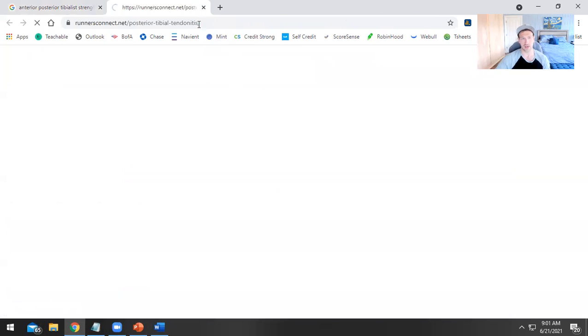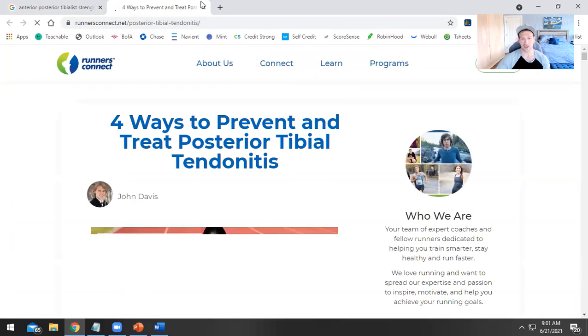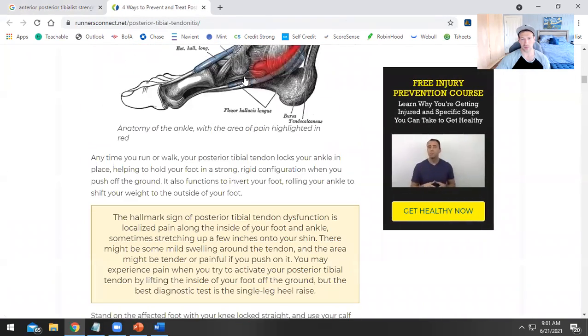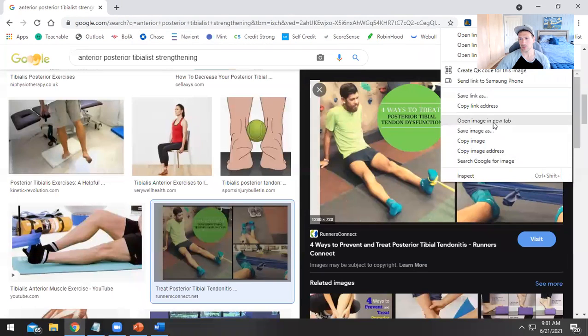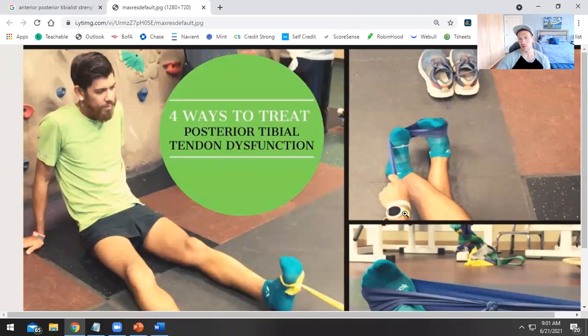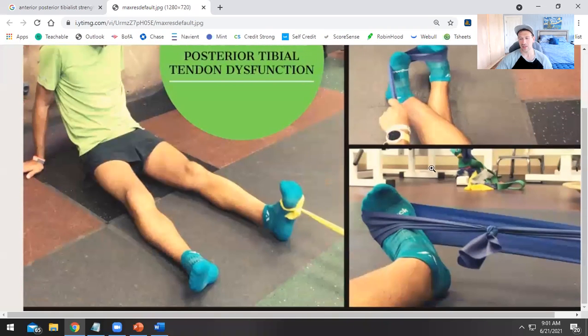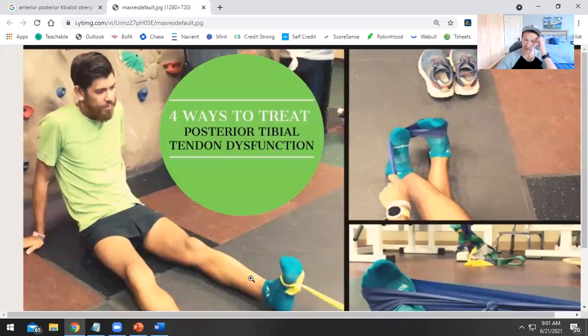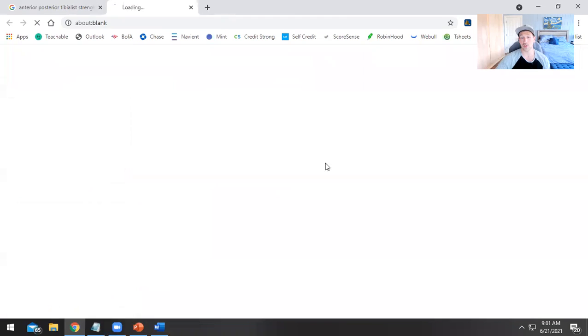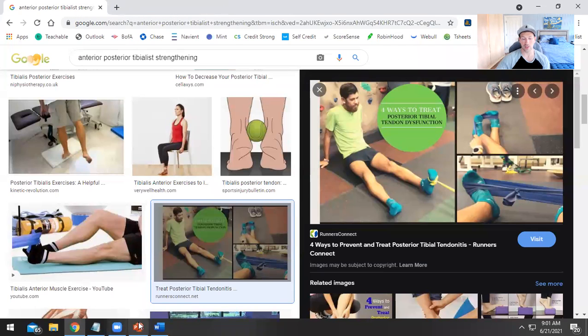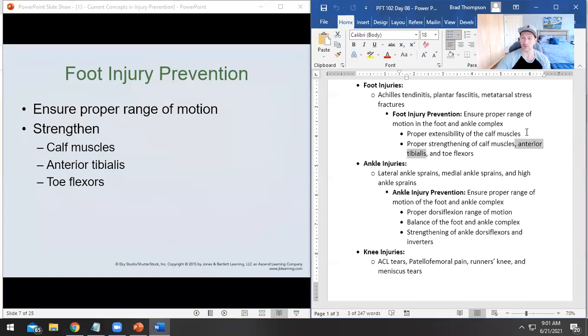And here's the version of how you can do it by yourself. If you've got one of those bands, you wrap it around this way. Now you have the ability to invert and pull your toe back. So here we go, working on anterior tib here. We've got a posterior tib exercise over here. So those are really big ones for strengthening the muscles that are often associated with foot and ankle problems. Also, toe flexion is a big one, strengthening toe flexors.